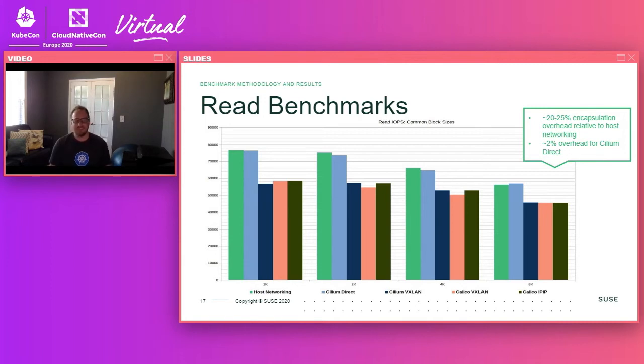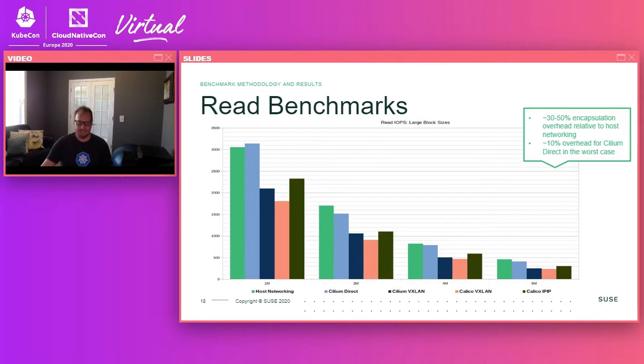Now, I mentioned Cilium direct mode earlier. This is a mode that Cilium runs in. There's a similar configuration for Calico that we didn't test, but the principle still holds here. We're not encapsulating traffic, and we're not paying those overheads. And so, as you can see, Cilium direct mode actually stacks up quite nicely against host networking from a performance perspective. As opposed to 20 to 25% overhead, we're only paying about a 2% overhead, which is pretty impressive.